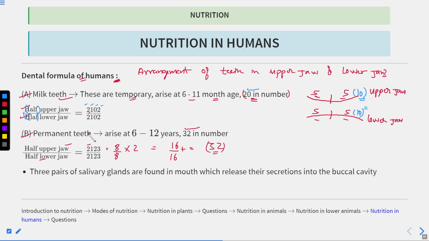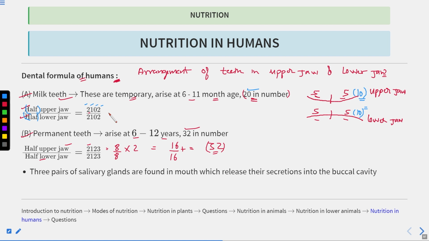Okay. Now the permanent teeth arise later, at 6 to 12 years of age. Okay. Now this was about the dental formula of humans, which is defined as, how can we define it? The arrangement of teeth in the upper jaw and the lower jaw. And this dental formula varies.